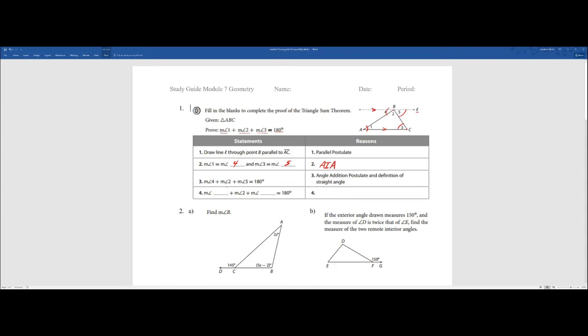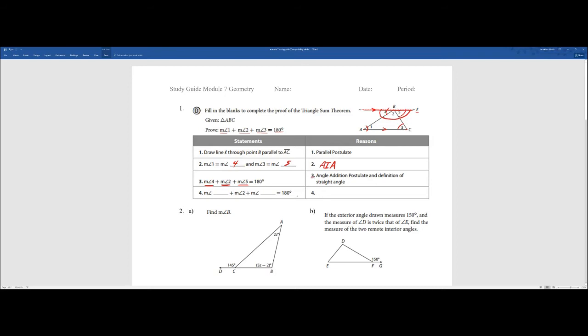All right, so we have that idea, and we know that basically the measure for angle 4 plus the measure for angle 2 plus the measure for angle 5, and again, we're talking about these three guys right here, all have to add up to 180 because they all share the same side. They are all linear pairs of the line L that we created. And we know that every line has 180 degrees. That is the angle addition postulate and definition of a straight line.